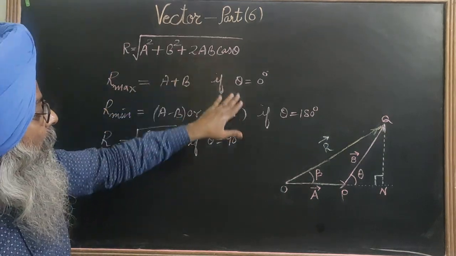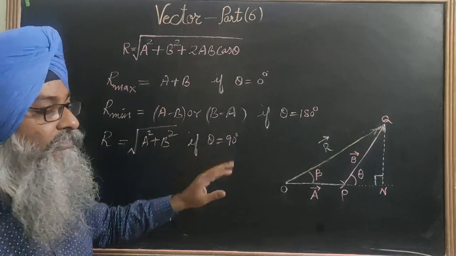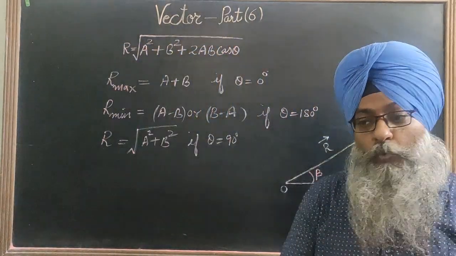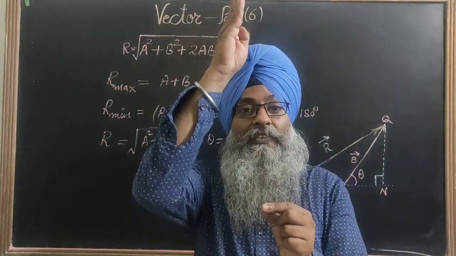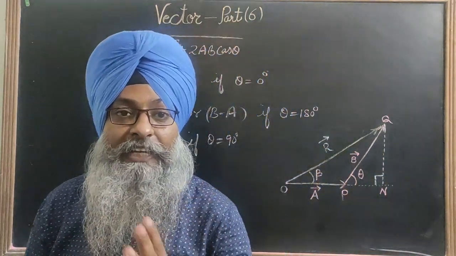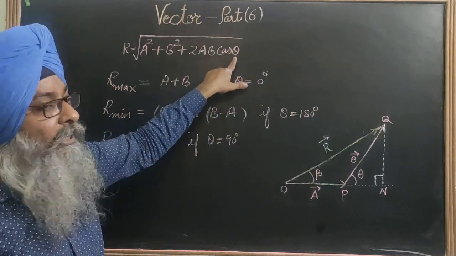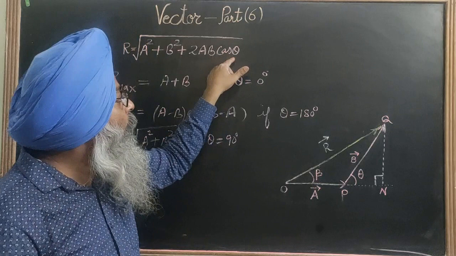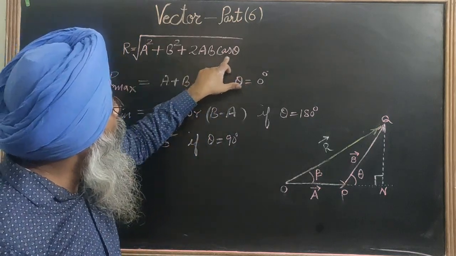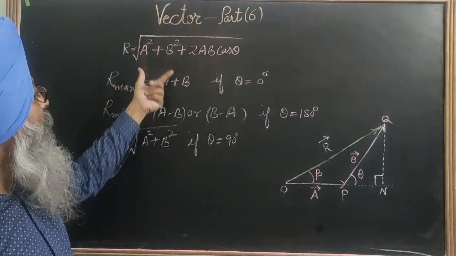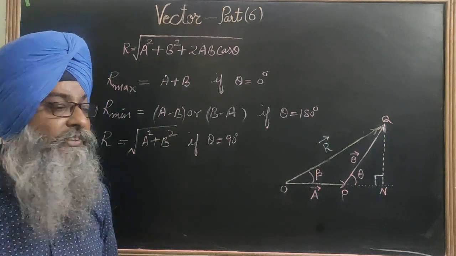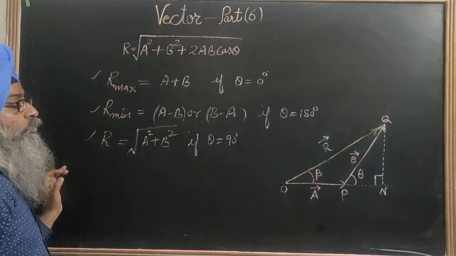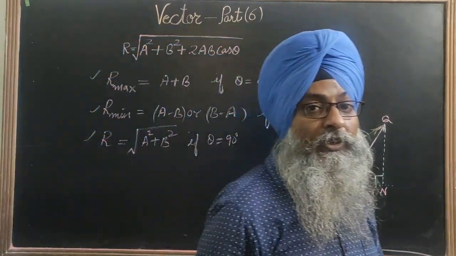Now, if the angle between the two vectors is 90 degree, that is, the two vectors are perpendicular to each other, one along this side and the second along this side, then theta will be 90 degree. If we put theta 90 here, cos 90 is equal to 0, and this term becomes totally 0, and we get only the square root of A square plus B square. Now these three formulae you also keep in mind.